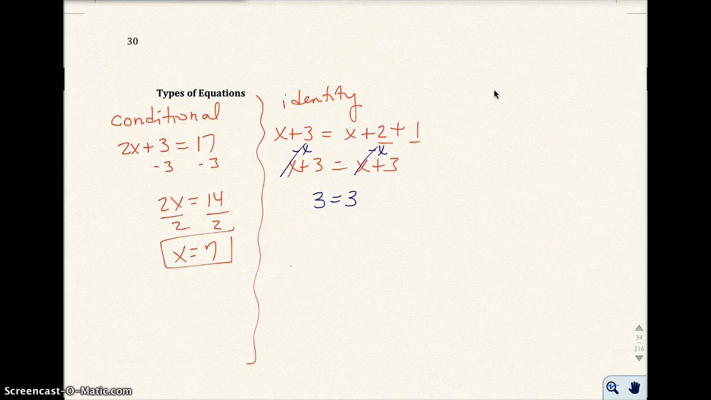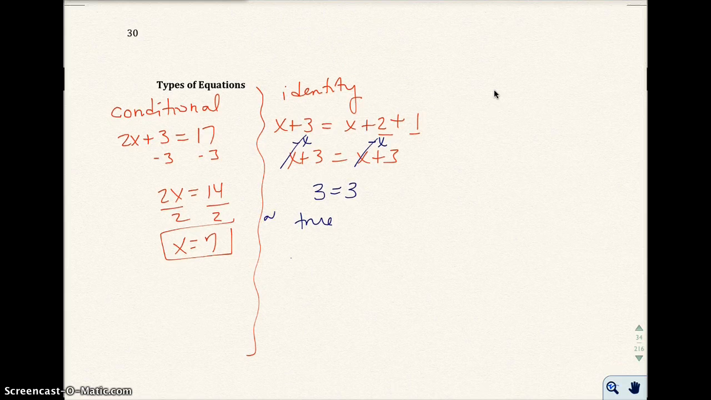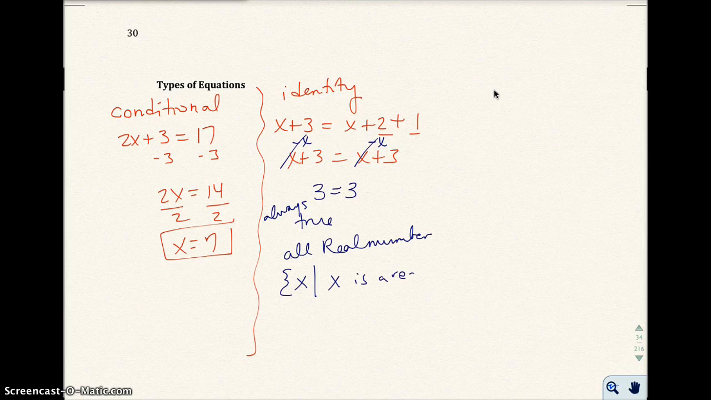Okay. That's a true statement. And that's always true, isn't it? Isn't 3 always equal to 3? But you'll notice that the variable dropped out of this equation. X is not there anymore. And so if you have a true statement like this, 3 equals 3, that means all real numbers is the solution to this equation. To indicate that, you can write the set of all x such that x is a real number. We'll talk about that notation later on in this chapter. But I think in your homework it'll just say all real numbers or x is a real number.